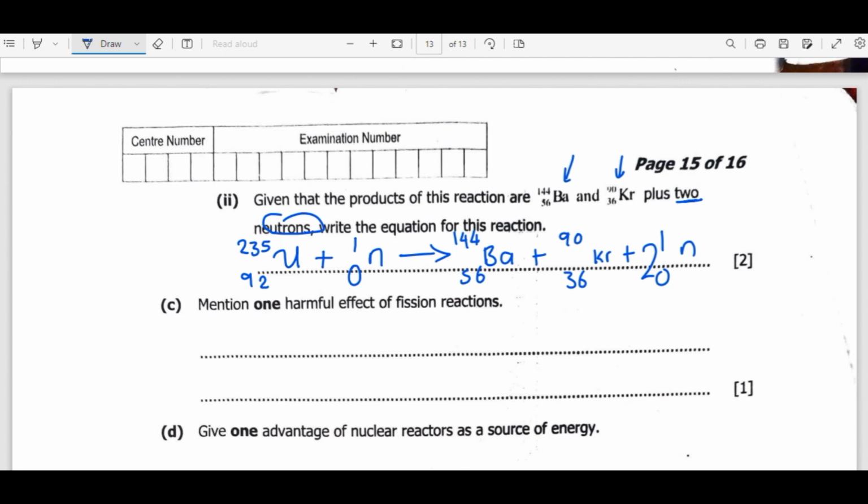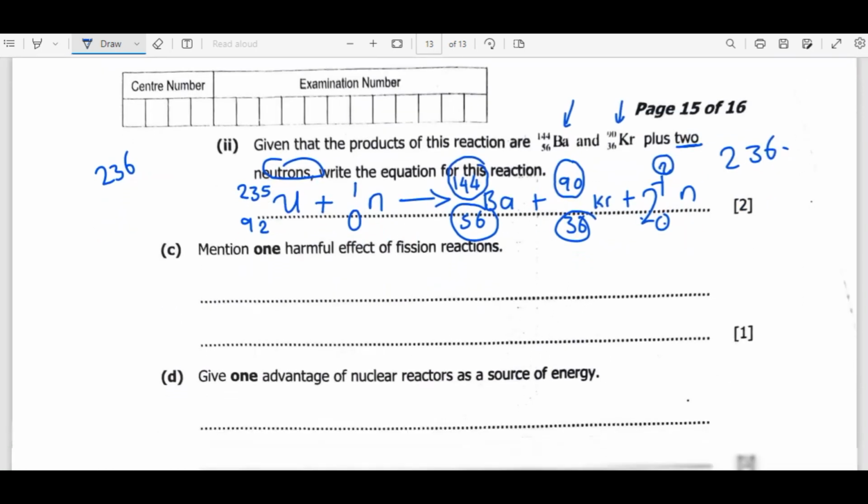So on the left side we have 235 plus 1 is 236. Here we have 144 plus 90 plus 2 times 1, which is plus 2. So let's check if our answer is correct. So 144 plus 90 plus 2, I'm getting 236. So my answer is okay. The atomic number must also be equal. So 92 plus 0 is 92. 56 plus 36 plus 2 times 0 plus 0, which is still 92. So this is our equation.